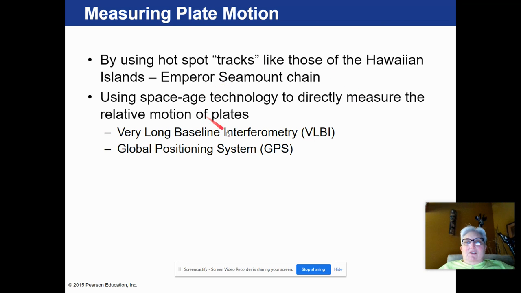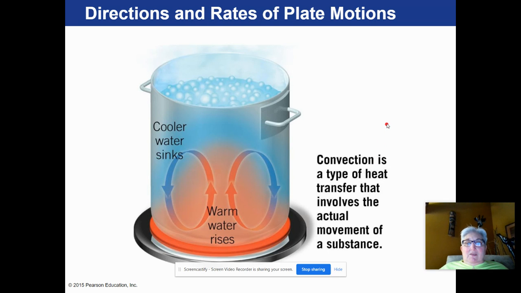So, as I mentioned, the Hawaiian Islands, and again, with the advent of GPS, global positioning system, we can pinpoint exactly where the island was today, 10 years ago, and where it's going to be 100 years from now, and 200 years from now, and 1,000,000 years from now, and so on.